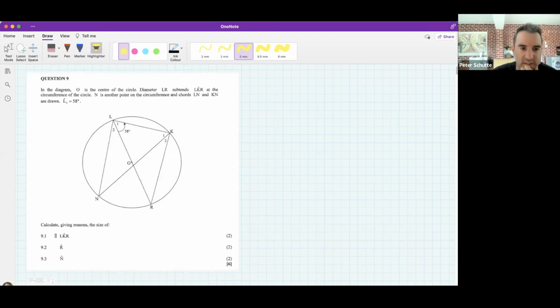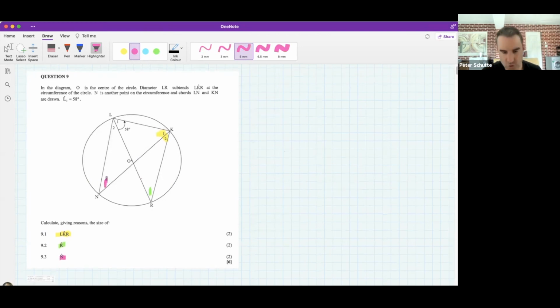The question says, find me LKR, which is basically this bit over here. So LKR, and then find me R, which is this thing down here. And then find me N, which is this down here. What I'm going to do is let you try and do this by yourself. I'll give you about 2 minutes now. If there are questions, please do ask. Otherwise, just get going with the question and see if you can do it yourself. Then I'll explain as needed.